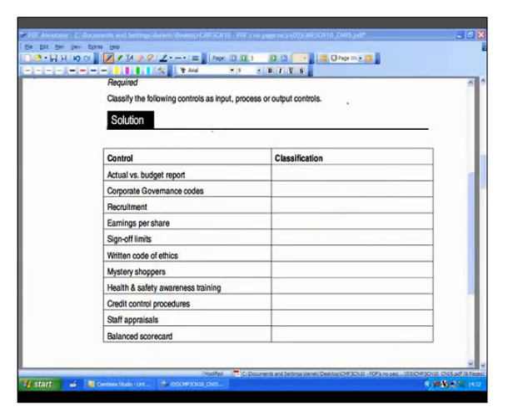Okay, so this is a list of fairly common controls, and just in order to illustrate the point about input, process, and output, we'll see if we can classify them into those three categories. Actual versus budget report is an output control. You're monitoring financial data against the budget to see what the outcomes are.